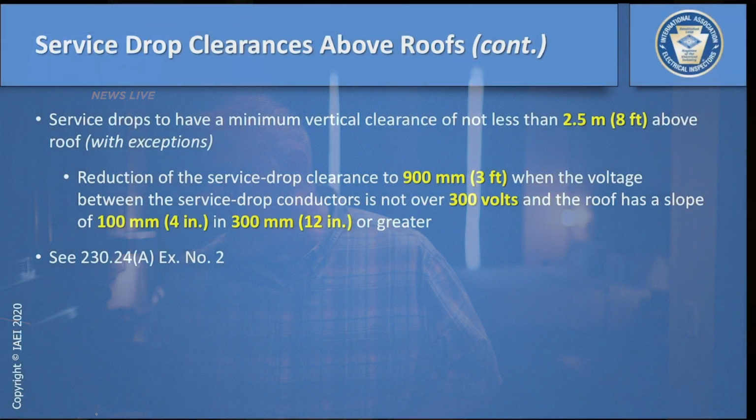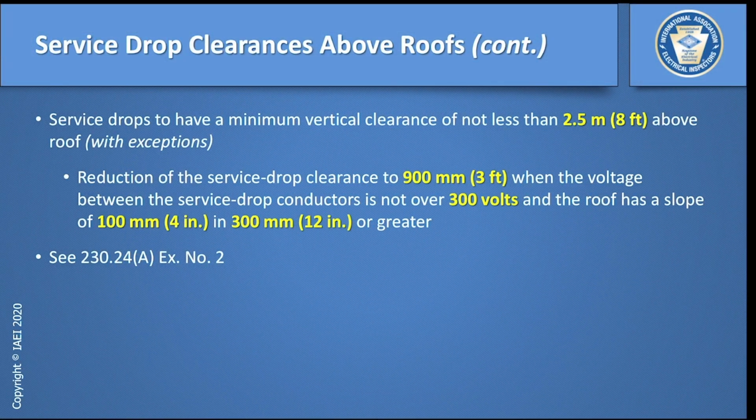All right, 8 foot above the roof, with exceptions. Reduction of the service drop clearances to 3 foot is permitted when the voltage between the service drop conductors is not over 300 volts and the roof has a slope of 4 inches in 12 inches or greater.